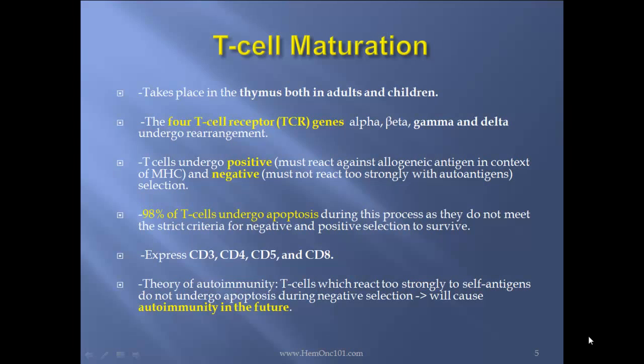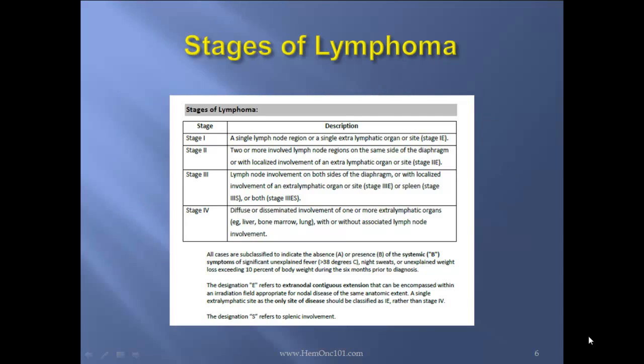98% of T cells undergo apoptosis during this process, as they do not meet the strict criteria for negative and positive selection to survive. They express CD3, CD4, CD5, and CD8. The theory of autoimmunity is that T cells which react too strongly to self-antigens do not undergo apoptosis during negative selection, and they will cause autoimmunity later on in life.